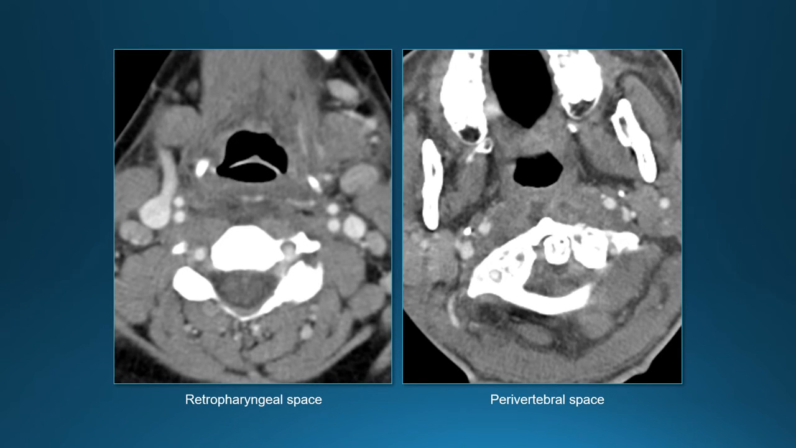So we need to be able to distinguish a retropharyngeal space lesion from a perivertebral space lesion, and both of them can go up to the spine. So what's the difference? The way we distinguish them is a retropharyngeal space lesion, the prevertebral muscles, the longus colli muscles here, are going to be normal. Whereas a perivertebral space lesion is going to involve the longus colli muscles. So that's the way we distinguish retropharyngeal space from perivertebral space.